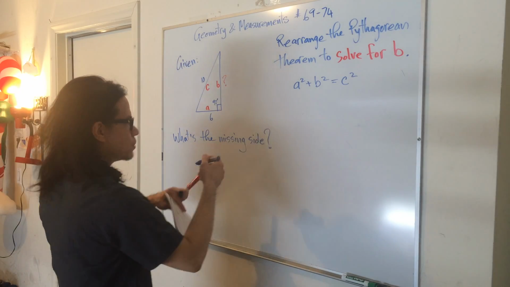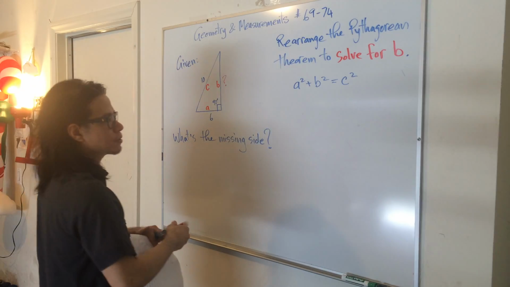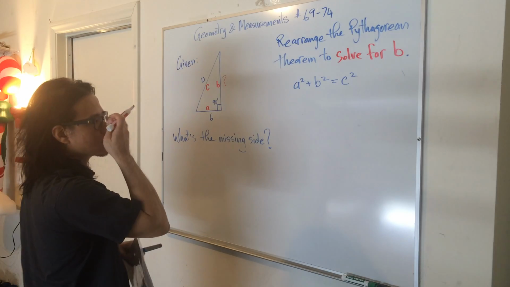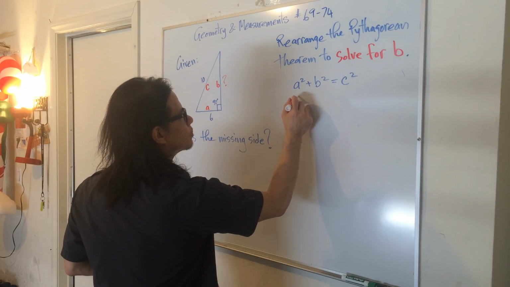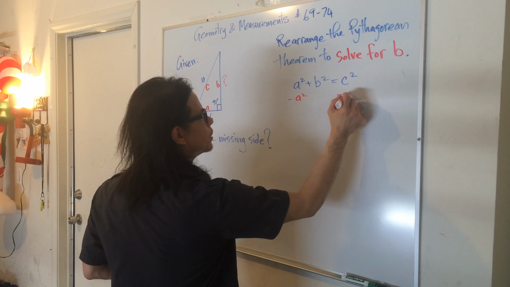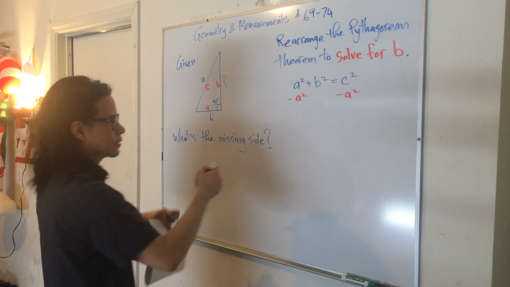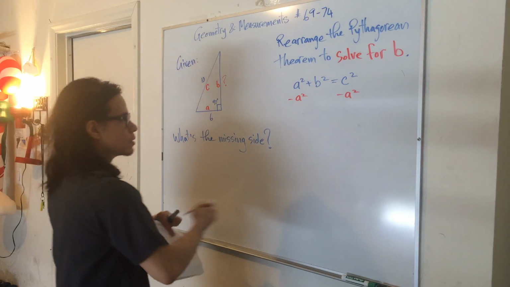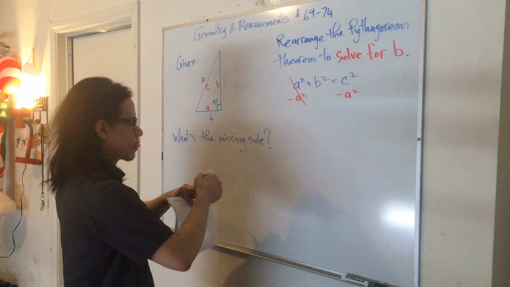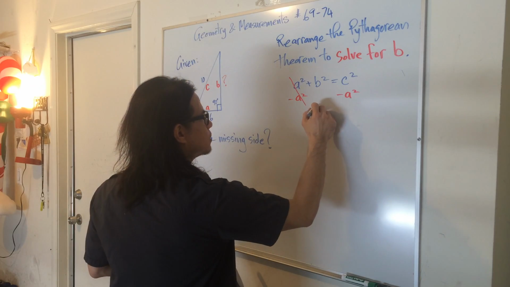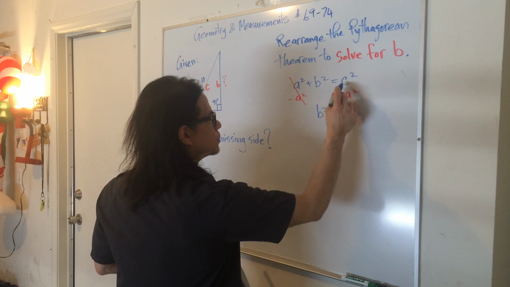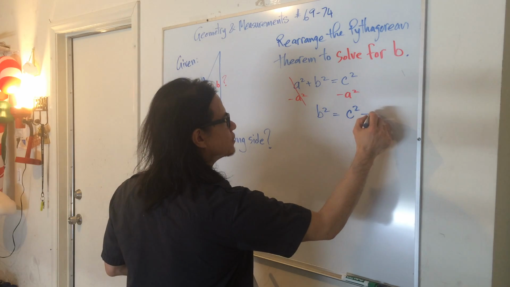Let's get rid of the A squared. What's the opposite of plus A squared? So minus A squared to both sides. So the A squared cancels. We have B squared is equal to C squared minus A squared.